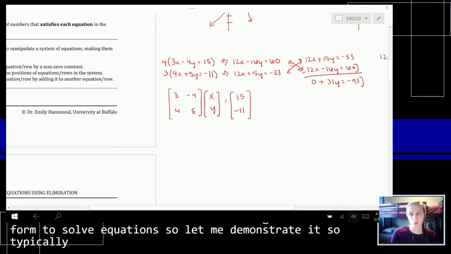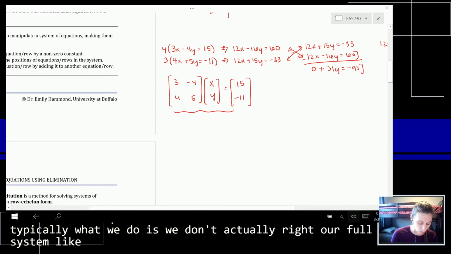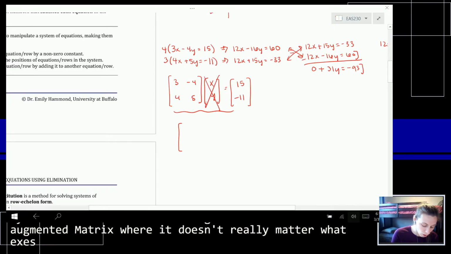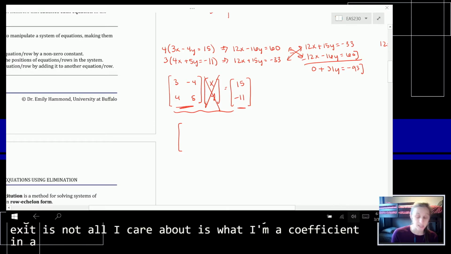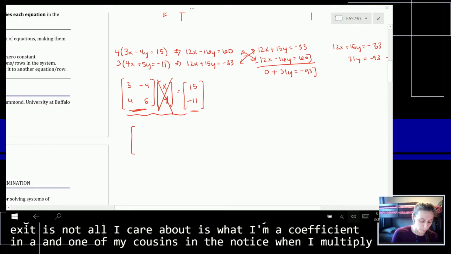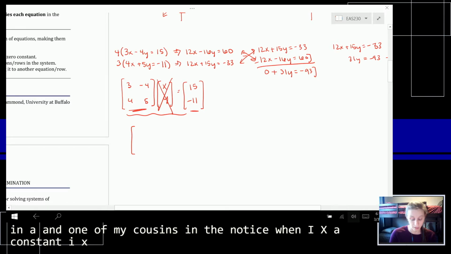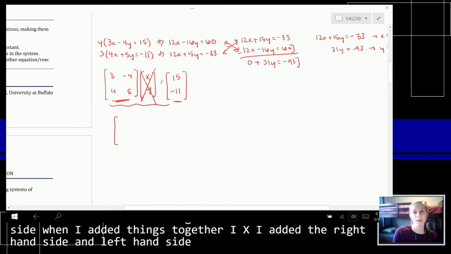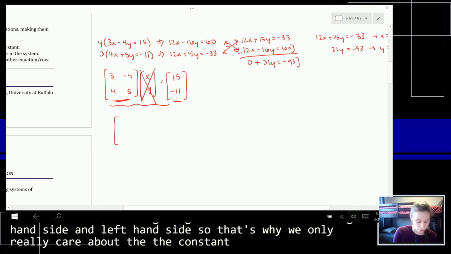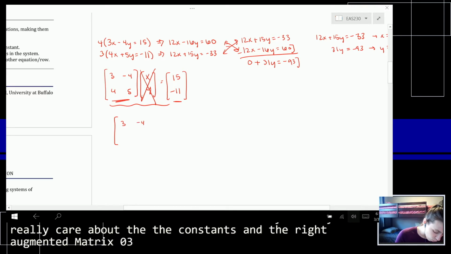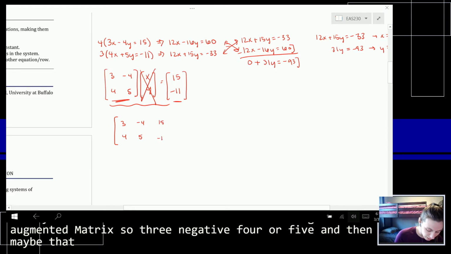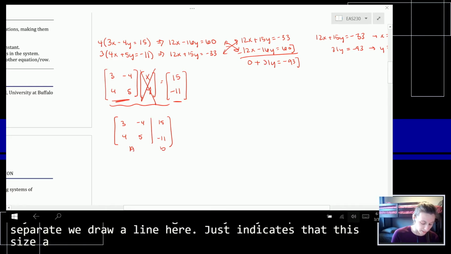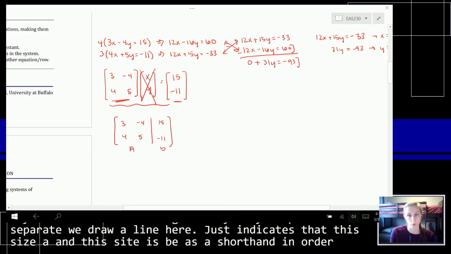So typically what we do is we don't actually write our full system like this. We write what's called our augmented matrix, where it doesn't really matter what x is. Now, all I care about is what are my coefficients in A and what are my constants in B. Notice when I multiplied by a constant, I multiplied the right-hand side and the left-hand side. When I added things together, I added the right-hand side and the left-hand side. So that's why we only really care about the constants and the coefficients. So we can write the augmented matrix. So 3, negative 4, 4, 5, and then my B values, 15, negative 11. Generally, to keep those two separate, we draw a line here that just indicates that this side is A and this side is B. It's just shorthand for writing our system of equations.